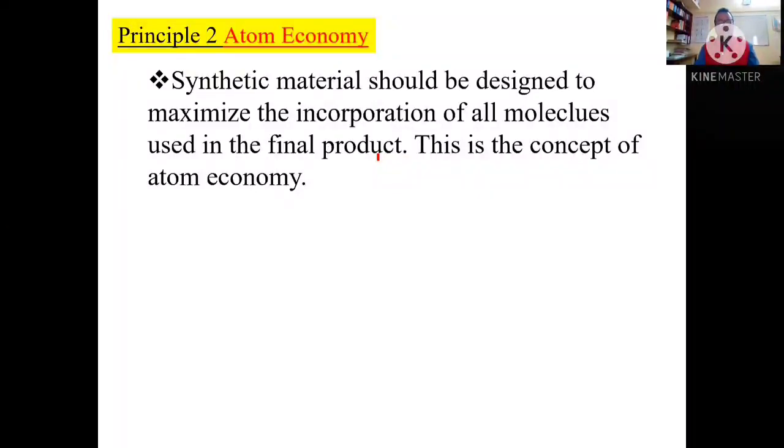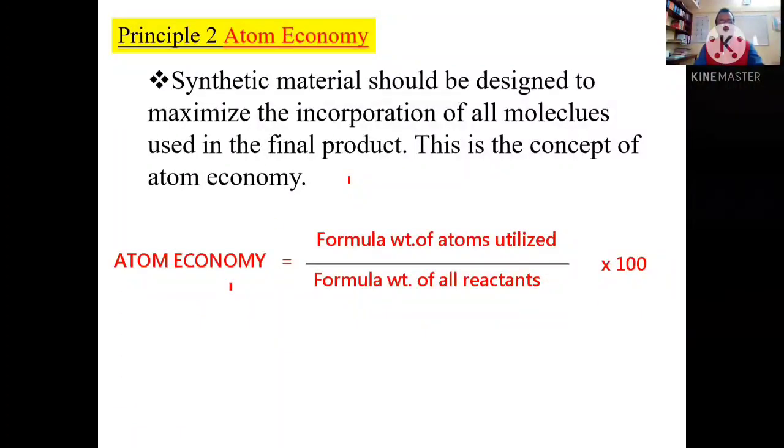So this means the atoms which are present in the reactants should be present in the product. Then only a less amount of waste will be generated. So atom economy can be calculated using this formula: formula weight of atoms utilized divided by formula weight of all reactants. So you can say the formula weight of the product divided by formula weight of all reactants multiplied by 100. So this will give you the percent atom economy.